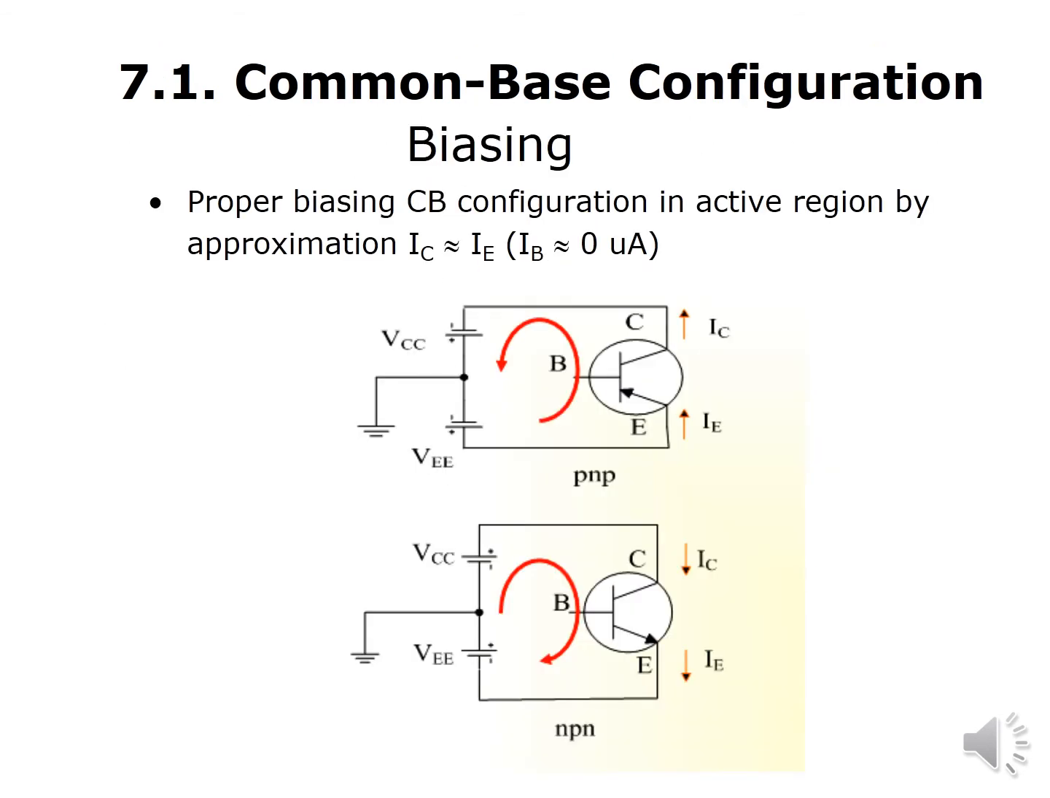Then when you want to bias this, all we are saying is make sure you forward bias the base emitter junction and reverse bias the base collector junction for you to operate in the active region. If it is PNP, the emitter should be at a higher potential than the base for forward biasing, and the base should be at a higher voltage than the collector for reverse bias. If it is NPN, the emitter, which is the N side, should be at a lower potential than the base. The collector should be at a higher potential than the base for reverse bias, and here for forward bias.